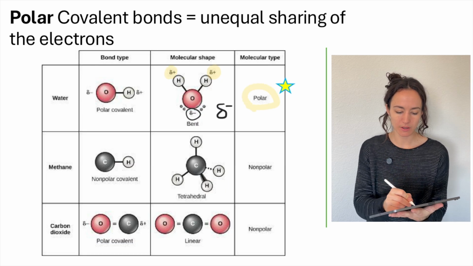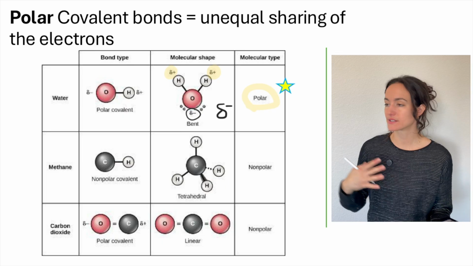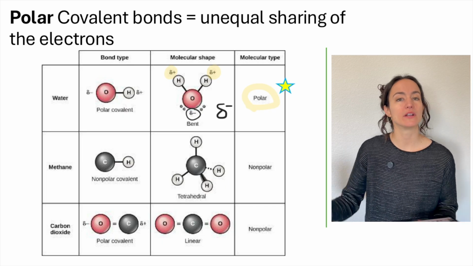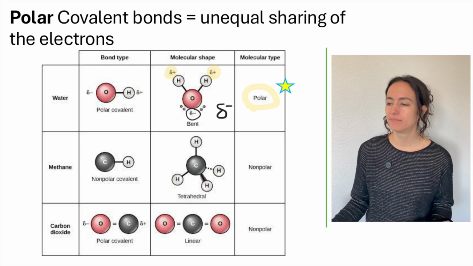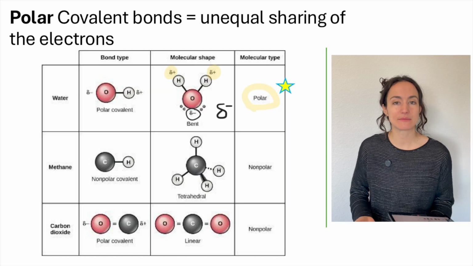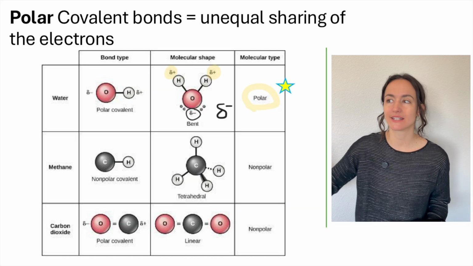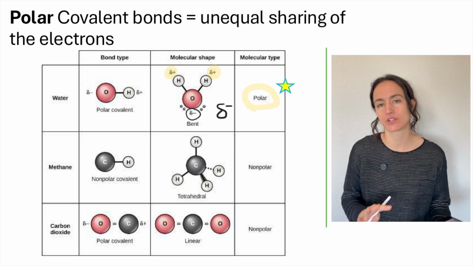And that's what a polar molecule is. It's a molecule that is made up of atoms that are covalently bonding. They're sharing electrons, but at least one of those atoms is way more electronegative than the others, and it's hogging electrons and creating partial charges on the molecule.